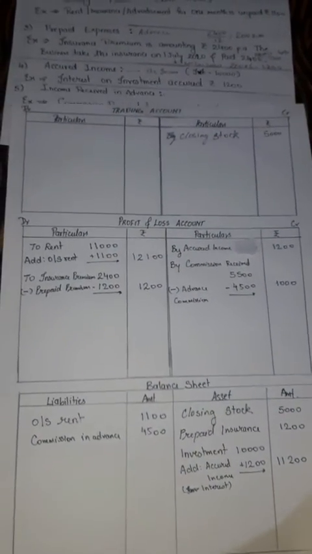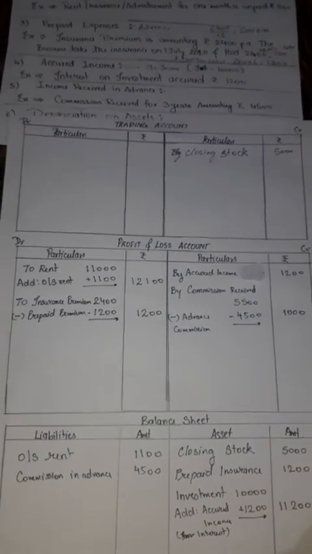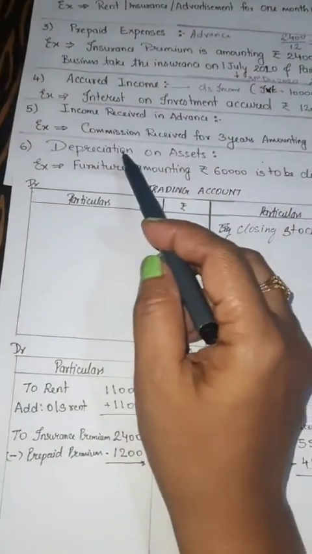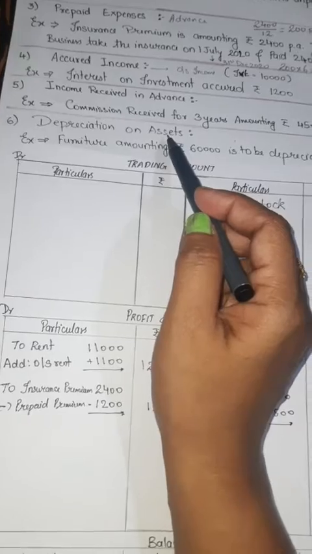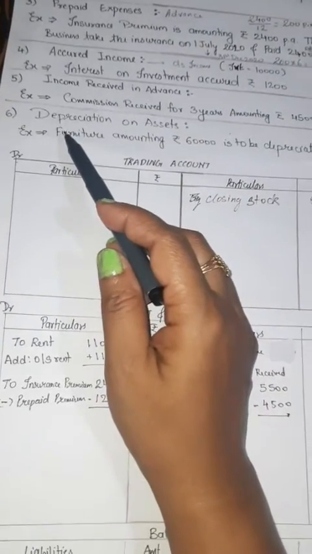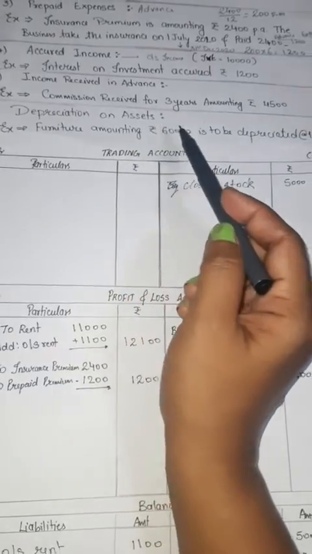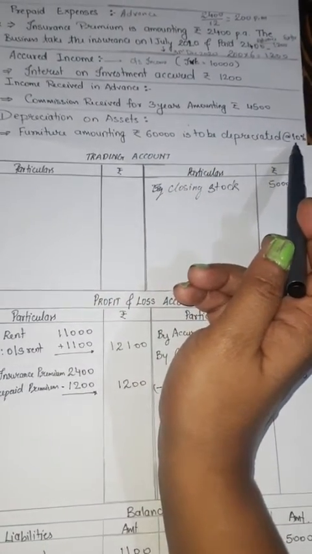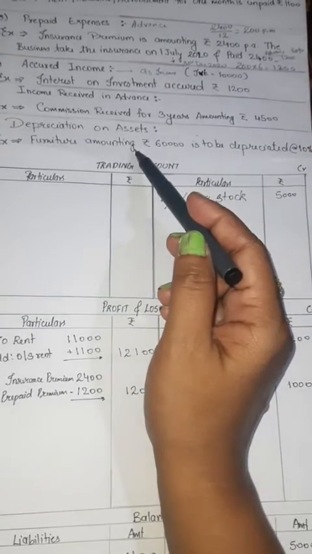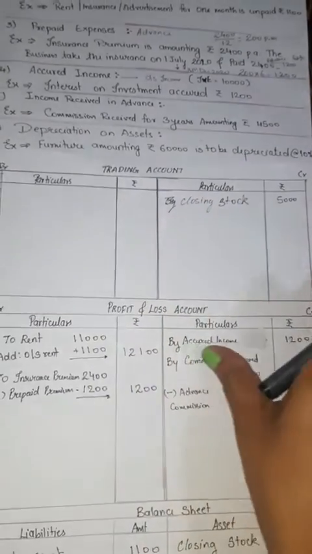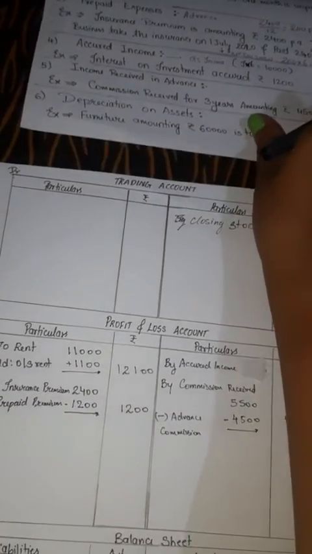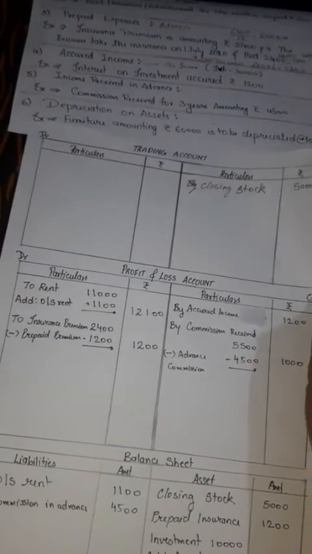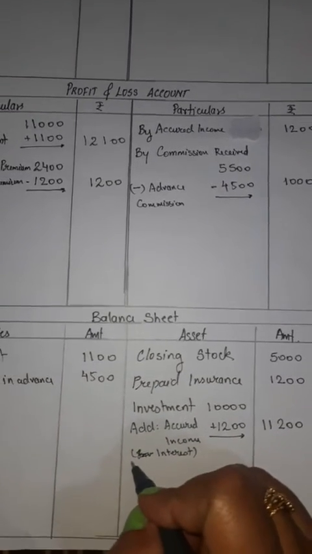Next item for adjustment is depreciation. Depreciation on asset. We know that depreciation means it reduces the value of asset. So for example, what is given over here? Furniture amounting rupees 60,000 is to be depreciated at the rate of 10%. So how shall we show the effect of this? First of all, we know that furniture is our asset. So assets, where are the assets shown? Where is the proper position for asset? Yes, it's balance sheet.